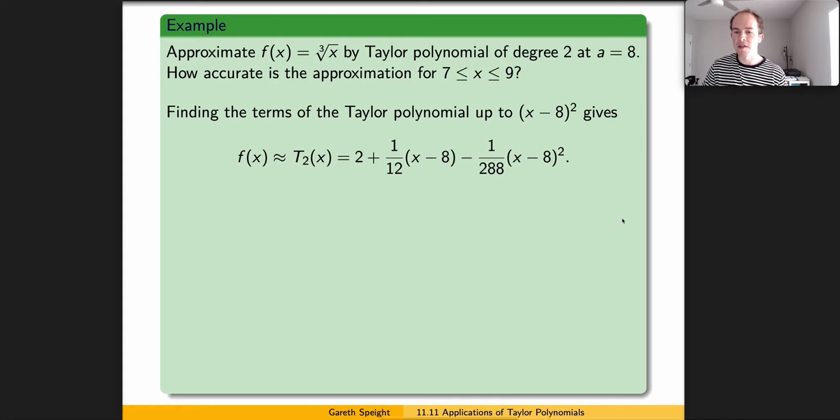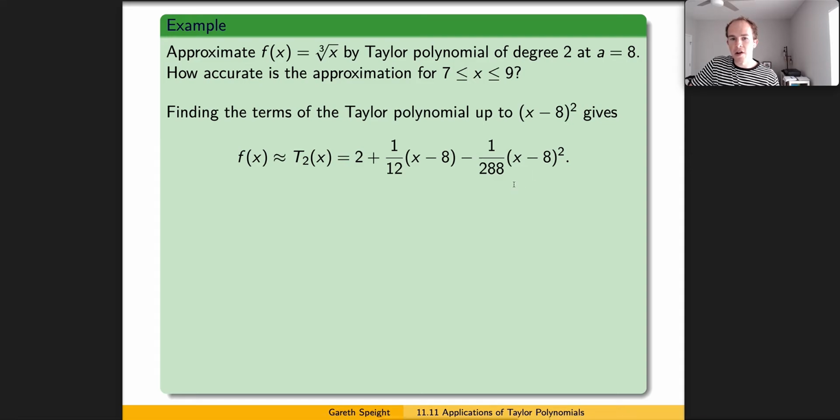Finding the terms of the Taylor polynomial is just finding the terms of the Taylor series up to the squared term, because we're going up to degree 2. So we'd have to compute f of 8, f prime of 8 and f double prime of 8 just by differentiating and plugging in. I skipped through that and came up with the Taylor polynomial here: 2 plus 1 over 12 times (x minus 8) minus 1 over 288 times (x minus 8) squared.